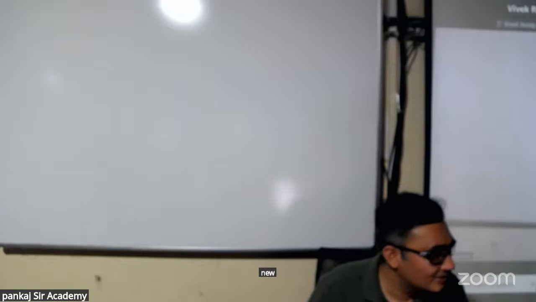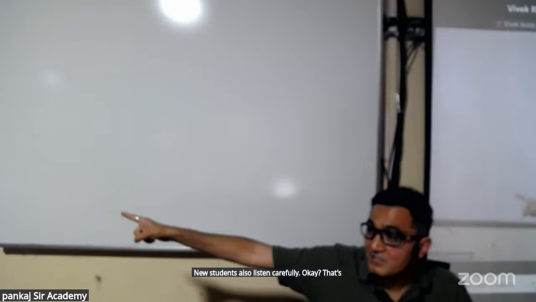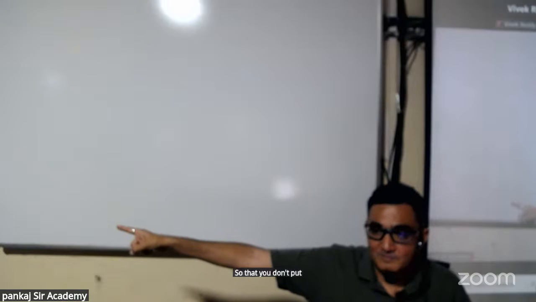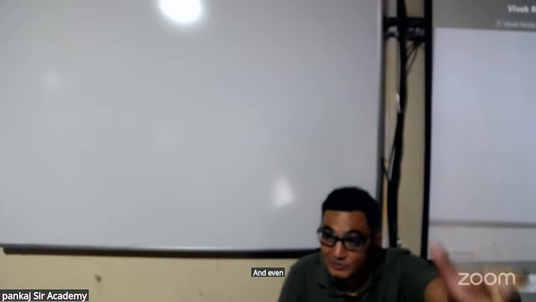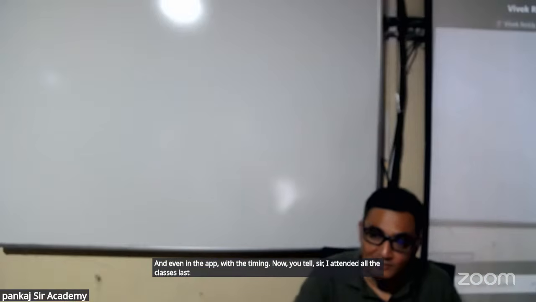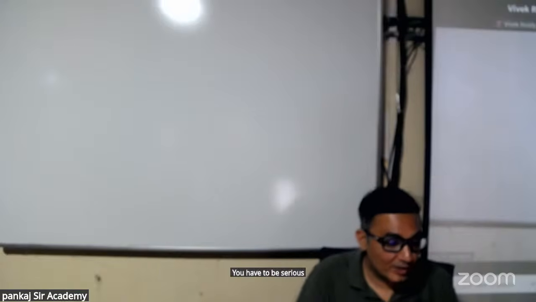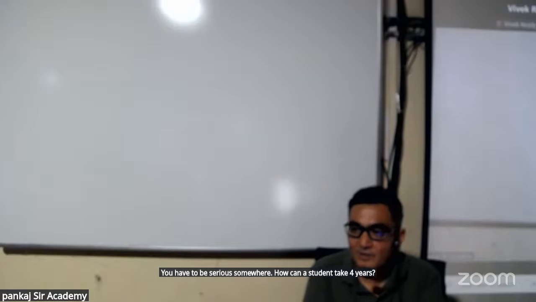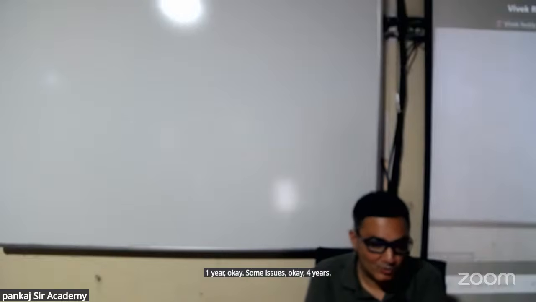New students also listen carefully. That's why we have put a photo based attendance system there, so that you don't put proxies. And online also attendance is tracked in Zoom and even in the app with the timing. Now you tell, sir, I attended all the classes last time. I still have that attendance report. You have to be serious somewhere. How can a student take 4 years? 1 year, okay. Some issues, okay. 4 years, I will question.